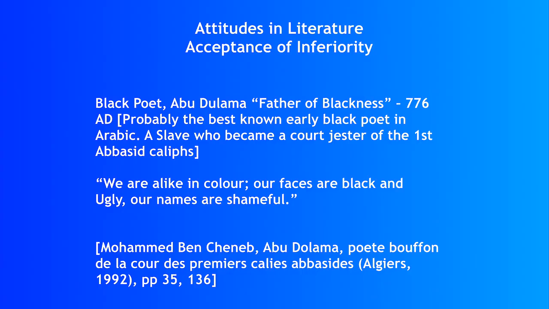He just feels wrong. Here's another example, and this is the black poet Abu Dulama, and look and see what he is saying from Algiers. We're alike in color, our faces are black and ugly, our names are shameful. Now, he's probably the best known of the early black poets writing in Arabic. He was a slave who became a court jester of the first Abbasid caliphs. And so you can see, long before the Atlantic slave trade, you have this kind of attitude, not by others, but by black people themselves.